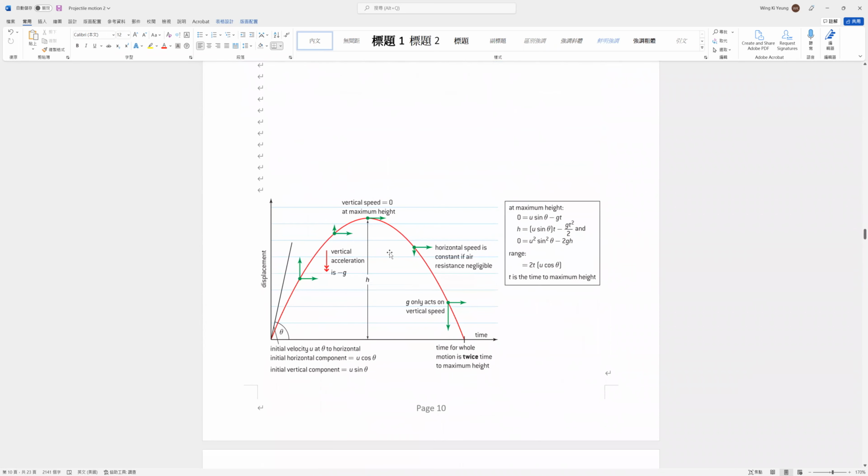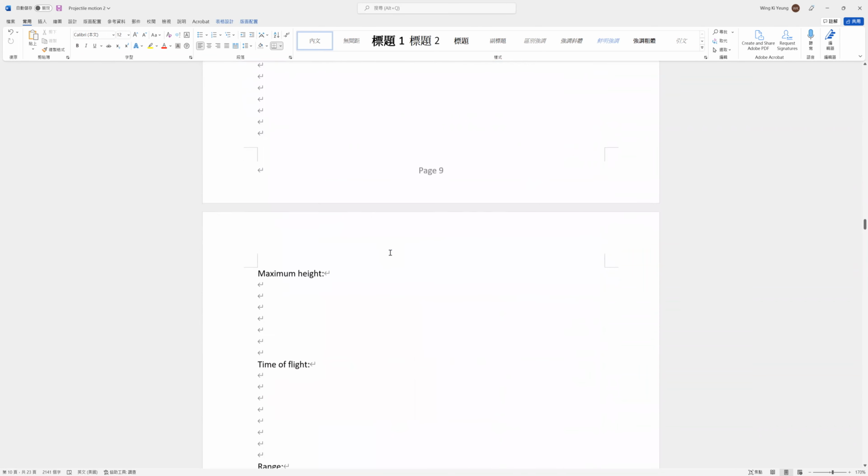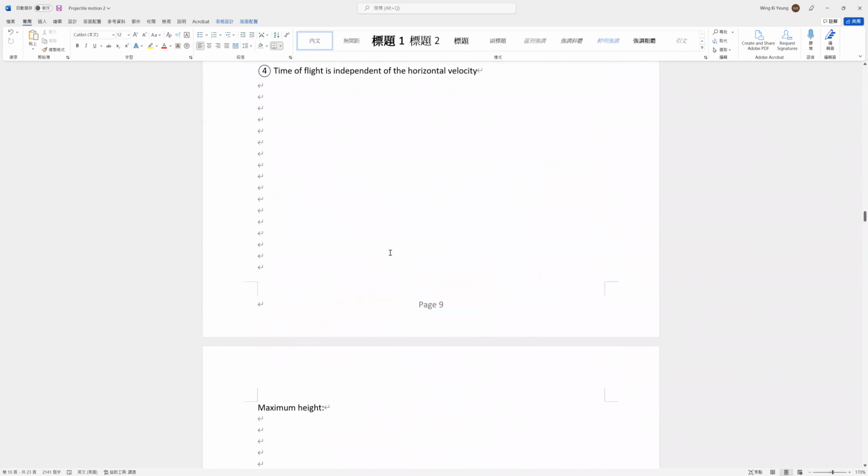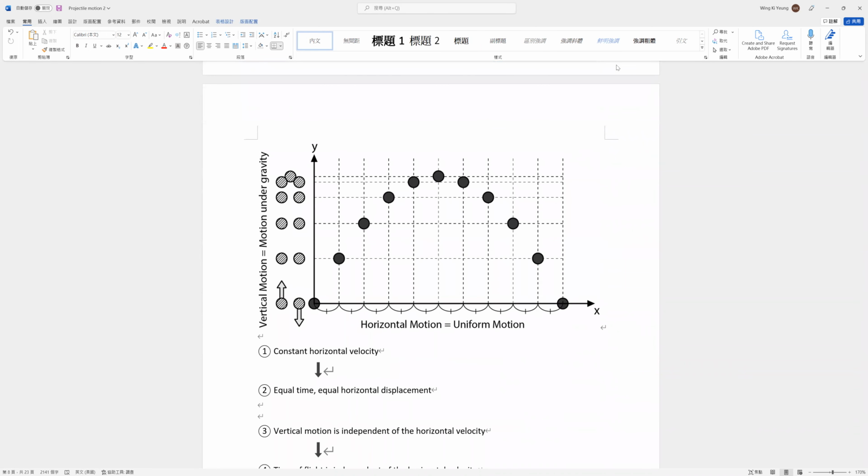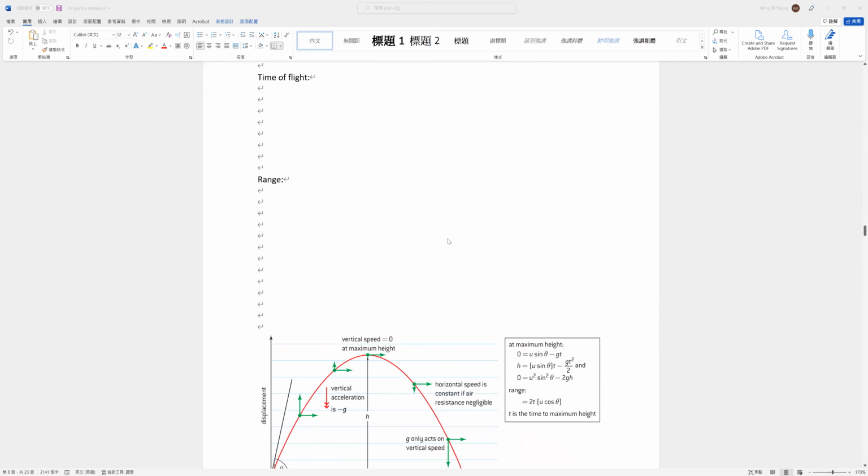Now we would also like to find the maximum height. So what does maximum height mean? This distance is the maximum height. Then we would also like to find the range, that is the maximum horizontal displacement. And we also want to find the time of flight, that is the time when the ball hits the ground again. Then we're going to look at these three here.